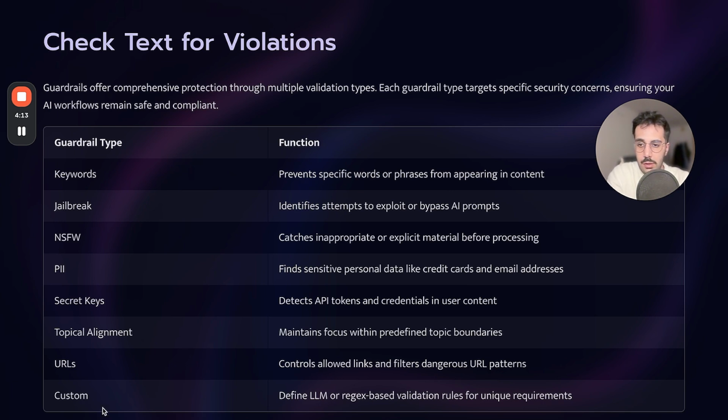And last but not least, we have a custom guardrail. A custom guardrail you can prompt, you can give it its own instructions, and you can add more than one guardrail type within the same guardrail. So it can check for keywords, check for jailbreak, NSFW, and pretty much all the guardrail types at the same time.